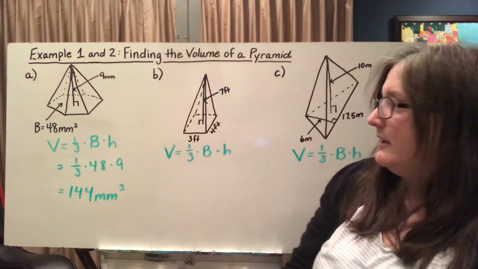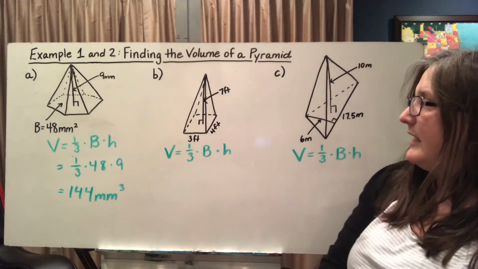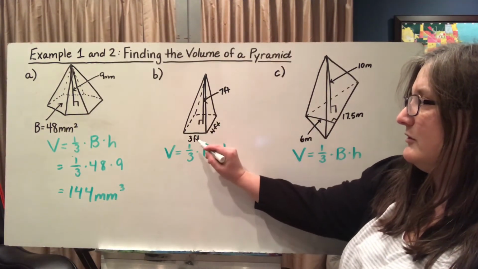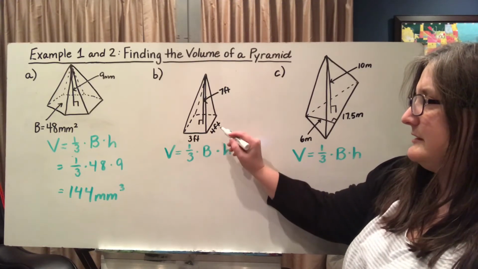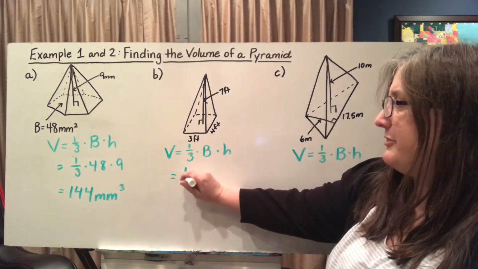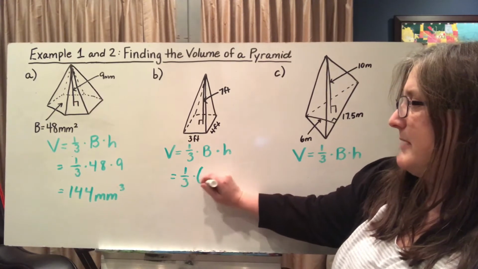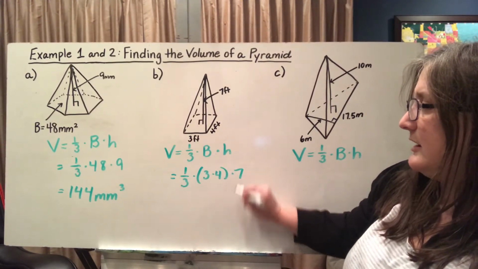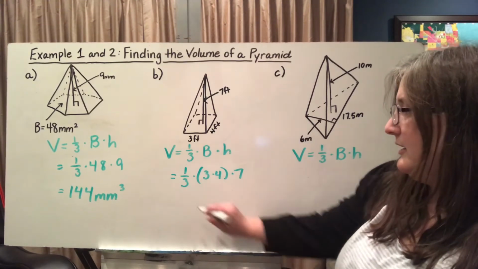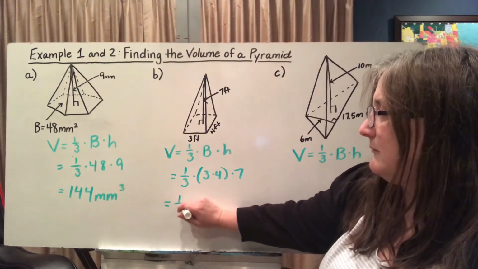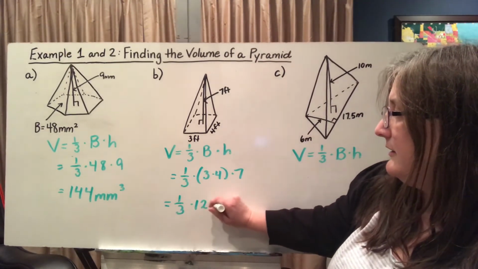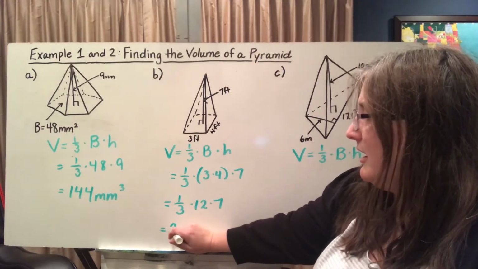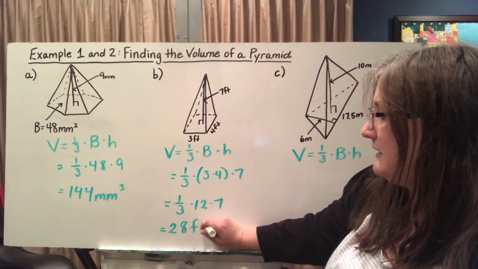This second shape is a rectangular pyramid. And to find the area of this base, I'm going to do length times width, 3 times 4. So it's going to be 1/3 of the area of my base, which I'm going to get by doing 3 times 4, times the height of the entire pyramid, which is 7. So I'm basically doing 1/3 times 12 times 7, which is going to give me a total of 28 feet cubed.